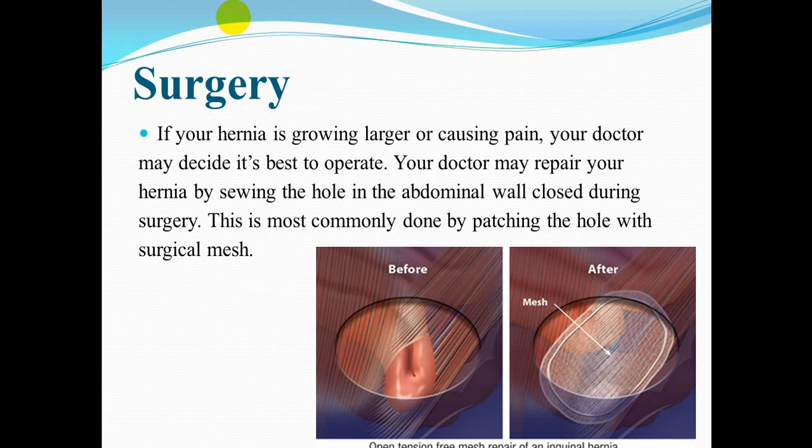Surgery. If your hernia is growing larger or causing pain, your doctor might decide it's best to operate. Your doctor will repair your hernia by sewing the hole in the abdominal wall closed during surgery. This is most commonly done by patching the hole with surgical mesh.